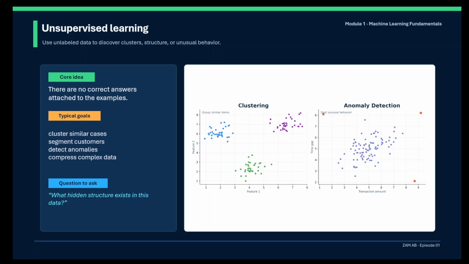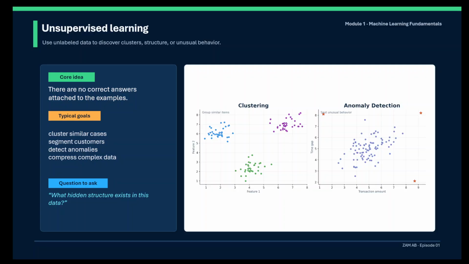This is basically based on the characteristics of the data, on the patterns that have been recognized, and based on that the data has been categorized. So similar clusters, similar cases. For example, segment customers. So you're segmenting customers. You're detecting anomalies.